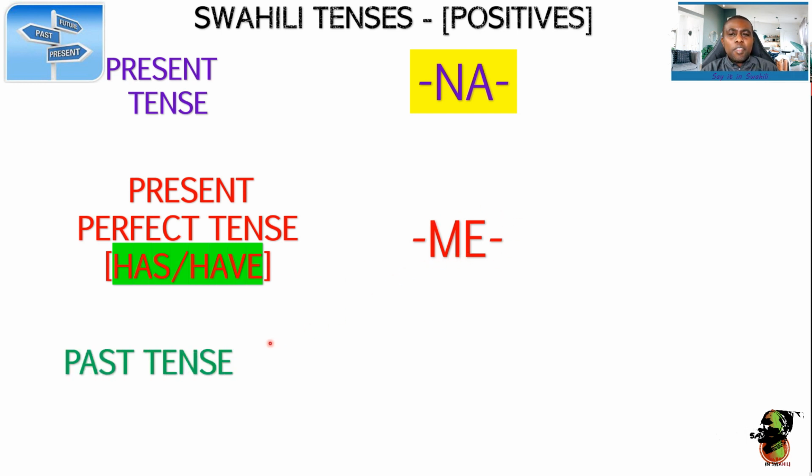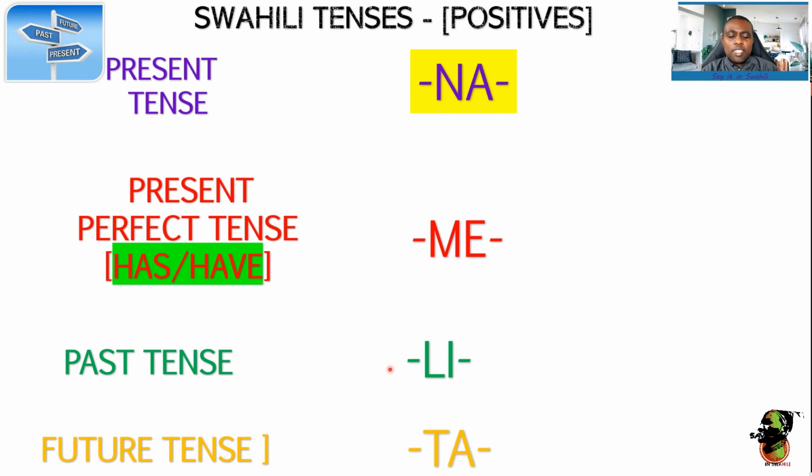Then we have the past tense, an action that happened a long time ago. Which tense do we use? Li. Can you pronounce that? Your turn. Li. And then we have the last tense that I'm going to be introducing for this block, which is the future tense. And the future tense is ta. Can you pronounce that? Ta. Asante sana. So I always tell my students, this is how I want you to learn the tenses in Kiswahili.